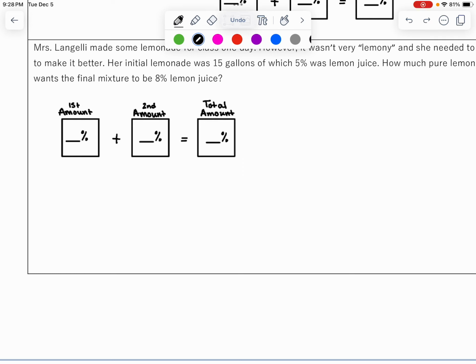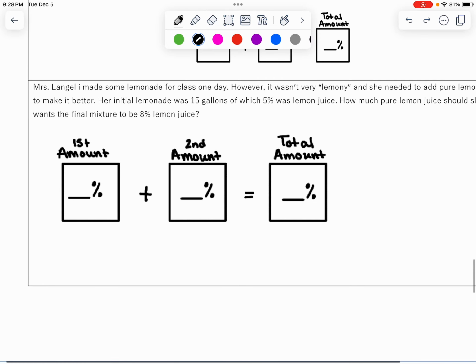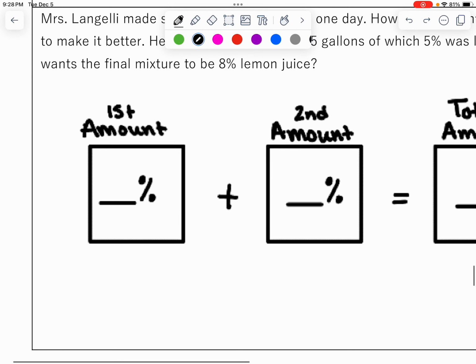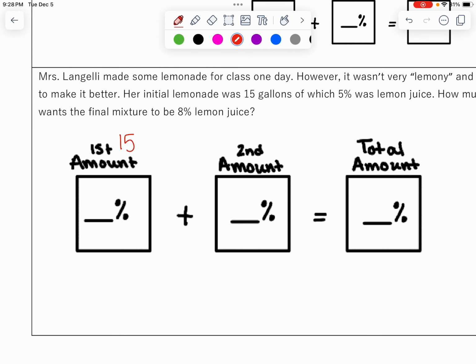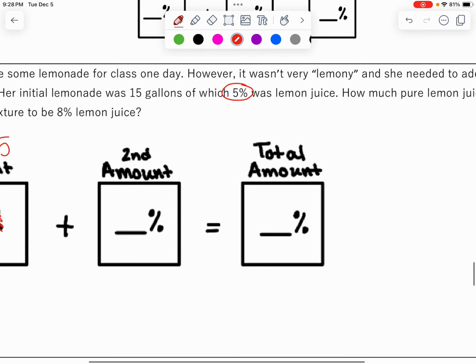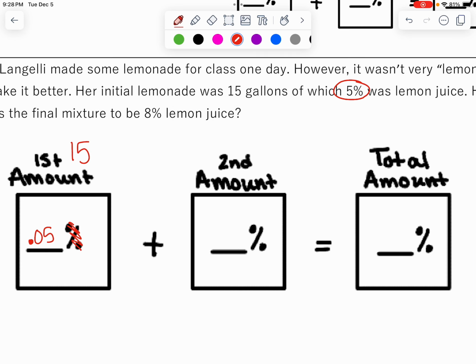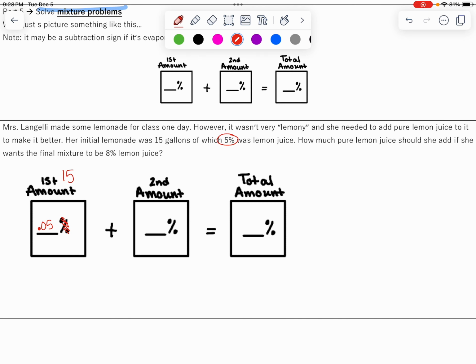Okay. Mrs. Langella, initial. How many gallons did I have initially? 15. That's what I want to put up here. What was the percent of lemon juice in that one? 5. So I'm going to do 0.05. I know I wrote the percent sign, but you want it like that. Remember, you divide by 100, guys. How much pure lemon juice did I add? She needed to add pure lemon juice. We don't know. Unknown.